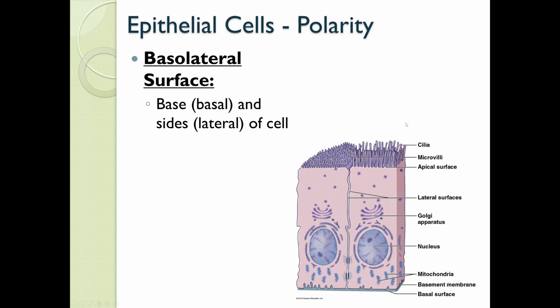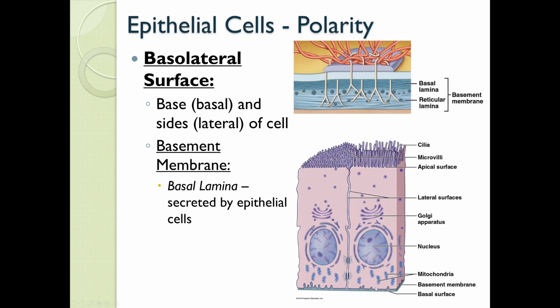The other 3 surfaces are the basolateral surfaces. The 2 sides would be the lateral surfaces, and then the bottom would be the basal surface. At the basal surface, the very bottom, you have a basement membrane. And again, remember, epithelial cells, or at least their bottommost layer, are always attached to a basement membrane. The basement membrane has 2 parts.